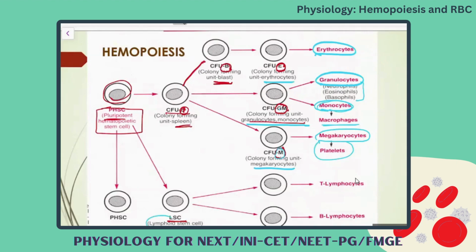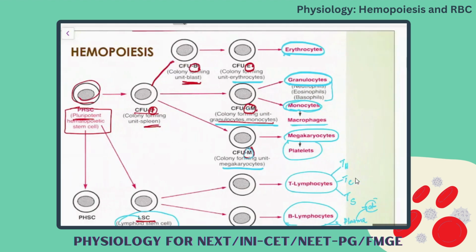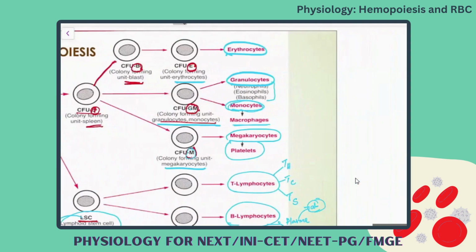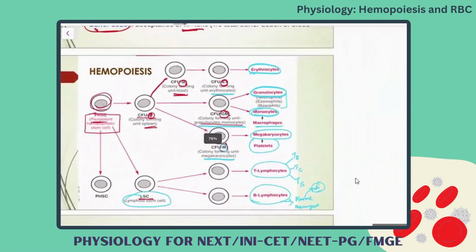And from the lymphoid progenitor, you will have the T cells and the B cells. The T cells are further categorized into T helper cells, T cytotoxic cells and T suppressor cells. You will see all those things in immunity. And B cells give rise to plasma cells and memory cells. These plasma cells give rise to the antibodies. Okay, clear? So this is what is hemopoiesis.